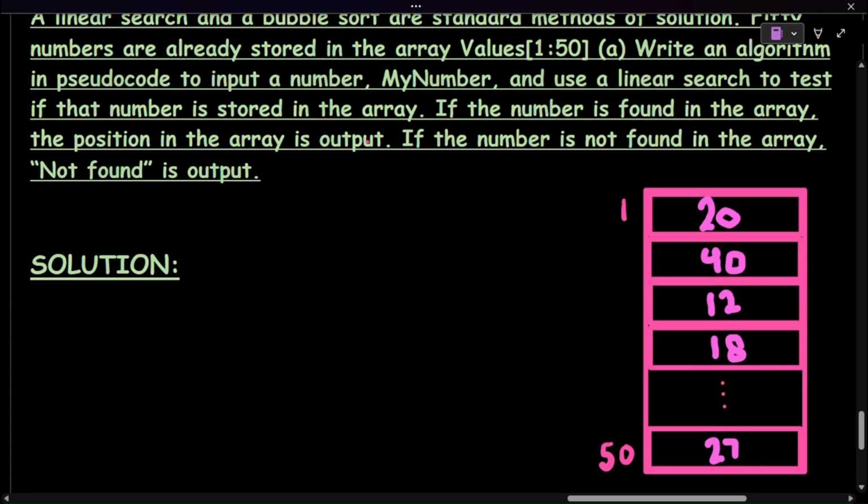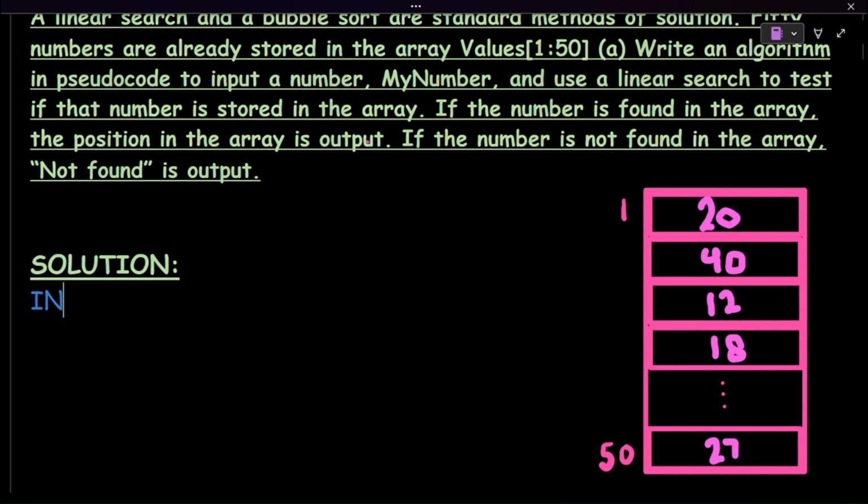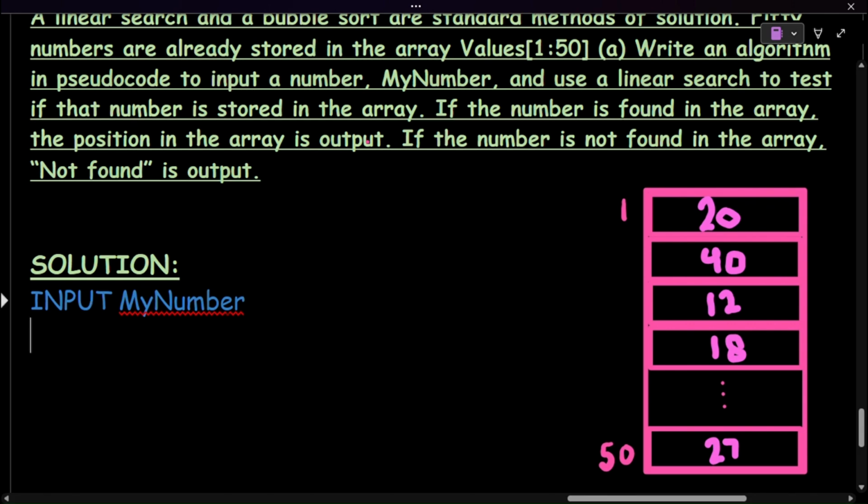So the first thing the question asks us to do is take an input from the user, and we have to store that input into the variable called myNumber. So what keyword are we going to use to take an input number from the user? The keyword that we use is input. Input a number, but we have to store that number that the user inputs into the variable myNumber. This way we took an input from the user and stored it into the variable myNumber.